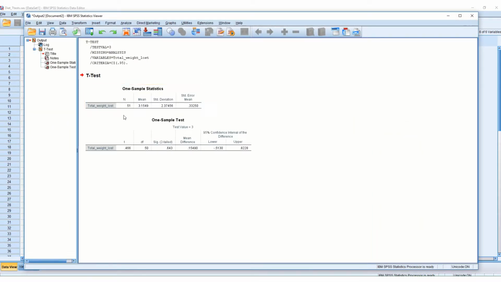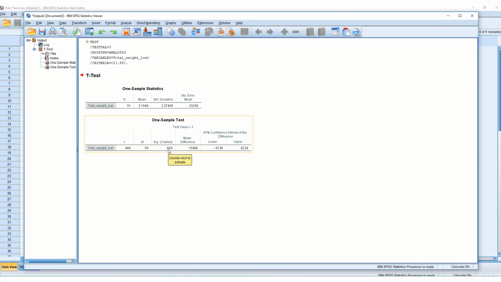Our first table tells us how many samples were included in the analysis, what the mean was, and then the standard deviation and the standard error of that mean. Here we have T for our test statistic, our degrees of freedom, and then our p-value here. And as you can see, our p-value is a lot greater than 0.05.